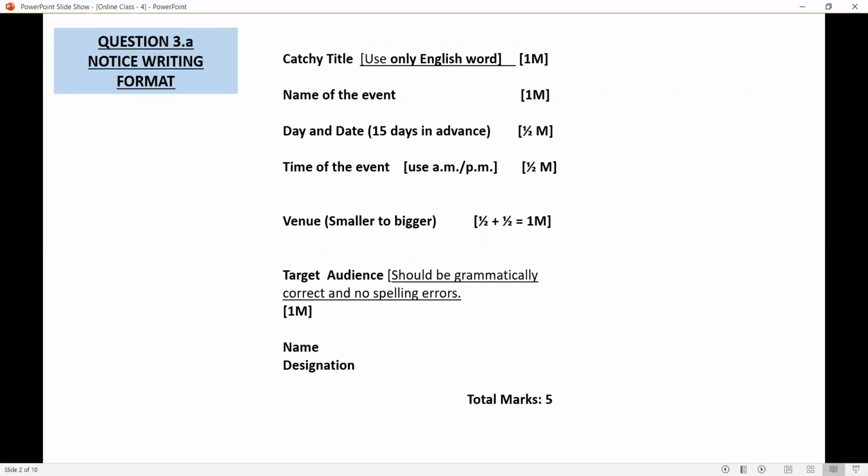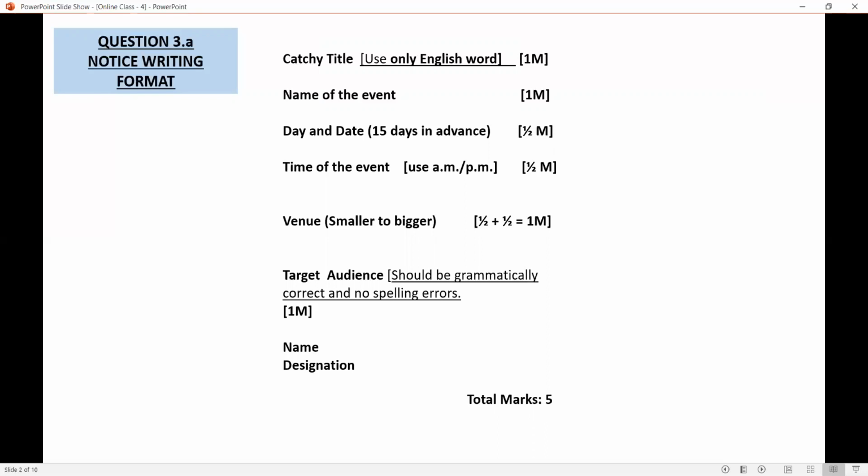First, you have to write a catchy title. The title should be creative and it should be related to the event. Remember to use only English words. You should not use regional language here. It carries 1 mark. Next, you have to write name of the event. It carries 1 mark.